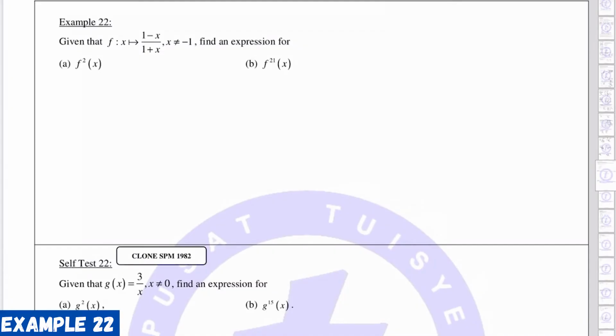Okay, the next part, example 22. This is something new in your new syllabus. They started the new KSSM syllabus. They have questions something like this. So we start off with finding f(2x).